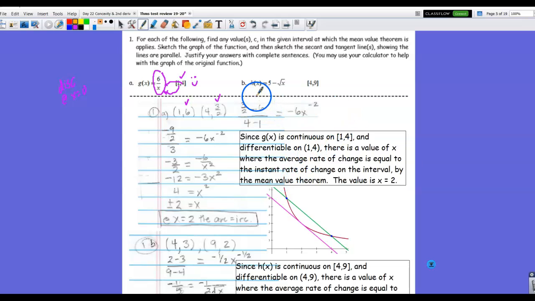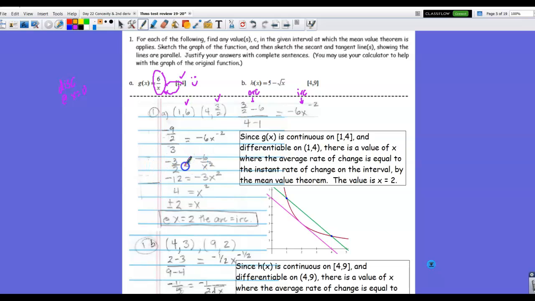I have to calculate the average rate of change, so change in y over change in x, and set that equal to the instant rate of change. So this is my average rate of change. This is my instant rate of change, the derivative. I have to do the arithmetic work very carefully and slowly, and when I do that, I get negative 9 over 2 over 3, multiplied by the reciprocal, so that cleans up to negative 3 over 2.